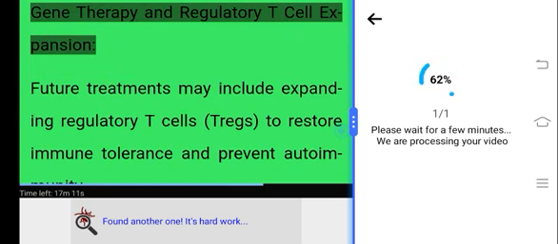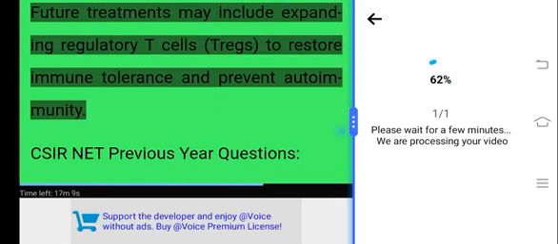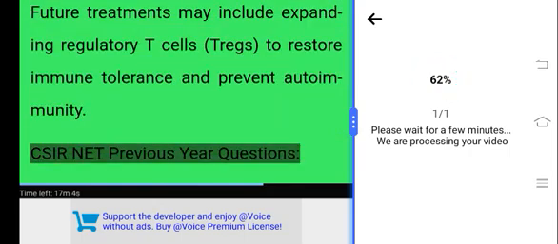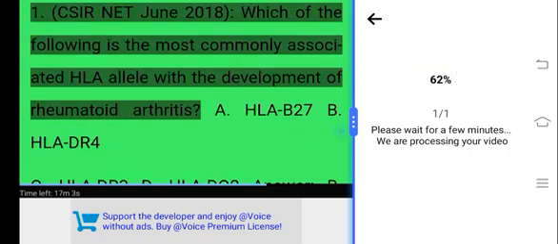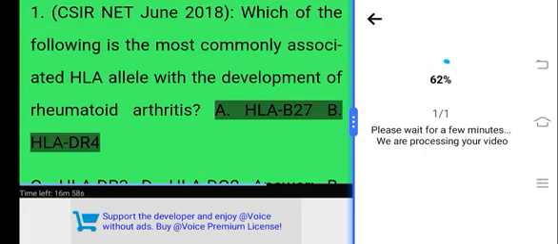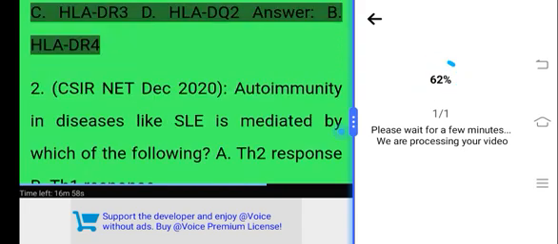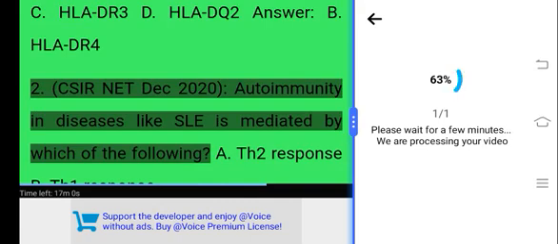Gene therapy and regulatory T-cell expansion. Treatments may include expanding regulatory T cells, TREGs, to restore immune tolerance and prevent autoimmunity. CSIR-NET previous year questions. 1. CSIR-NET June 2018, which of the following is the most commonly associated HLA allele with the development of rheumatoid arthritis? A, HLA-B27. B, HLA-DR4. C, HLA-DR3. D, HLA-DQ2. Answer: B, HLA-DR4.